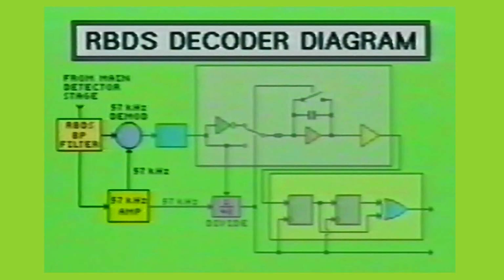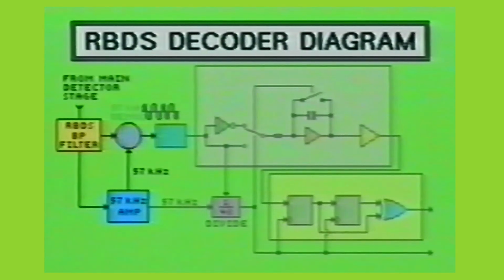The synchronous 57 kHz demodulator stage acquires the raw RBDS information from the bandpass filter. At the same time, the amplified 57 kHz subcarrier is being supplied. The demodulator stage uses the amplified 57 kHz subcarrier to demodulate or separate the 57 kHz component from the 2.4 kHz RBDS biphase signal. Now, only the actual RBDS waveform information remains.